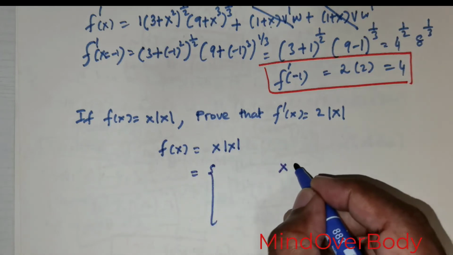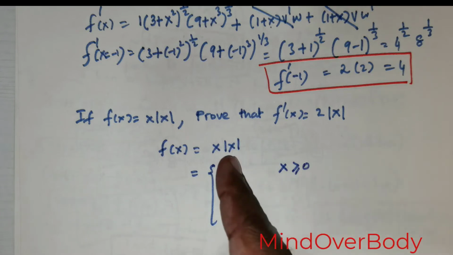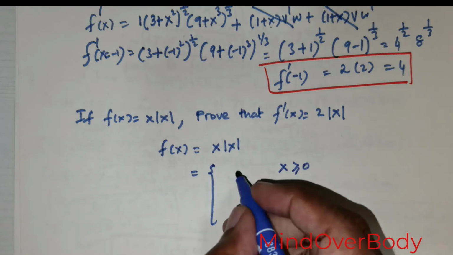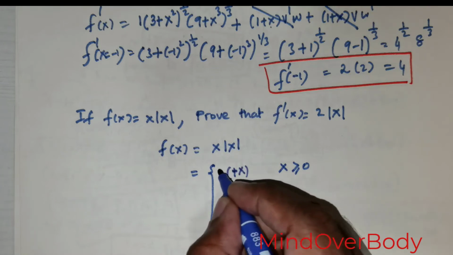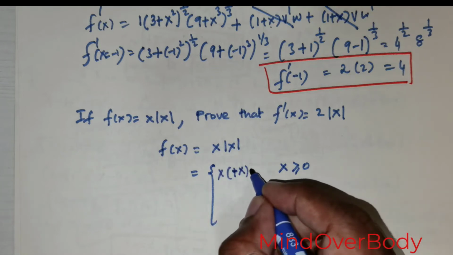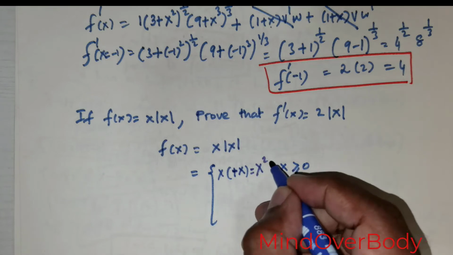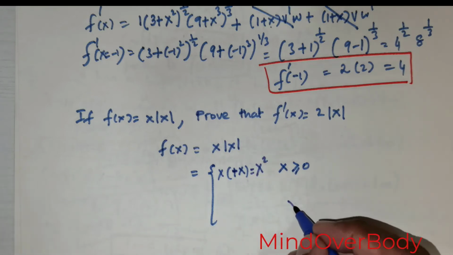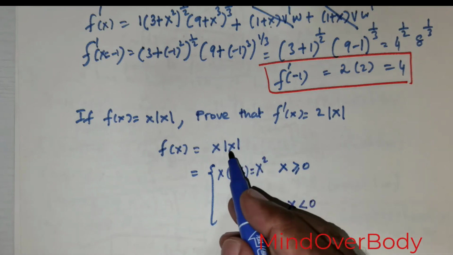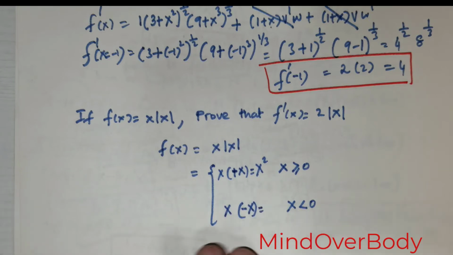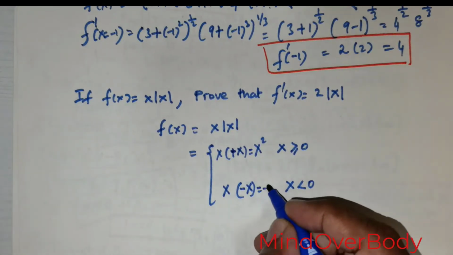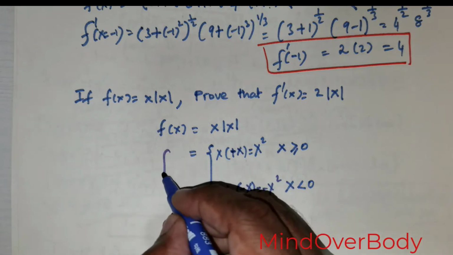Now if x is greater than or equal to 0, then modulus of x is going to be positive. That would mean it will open up with a positive sign. Of course there is an x there, so x into positive x would be giving me positive x squared. Now when x is less than 0, it would mean the modulus of x would open up with a negative sign, and hence I've got negative x. Along with that there is an x there. So this is going to give me a negative x squared. So this is how we define the function.